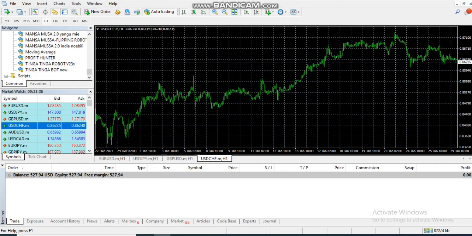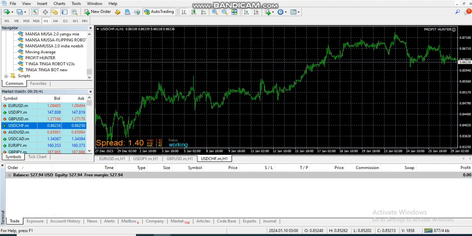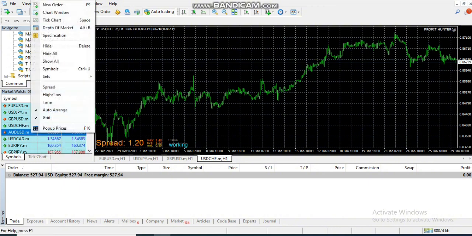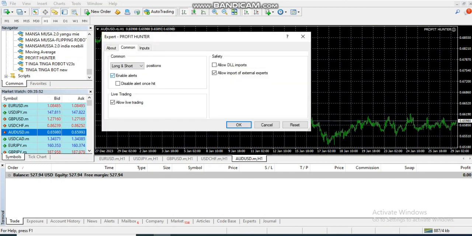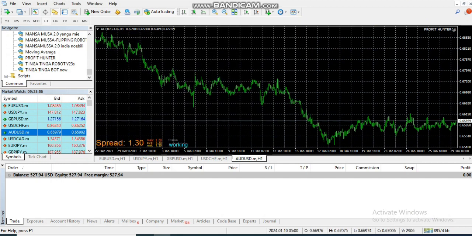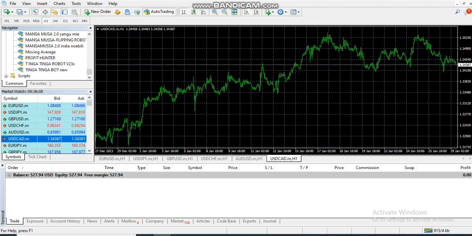We put the Profit Hunter robot on. We also put this in the chart again, and we put Profit Hunter. Okay, put the Profit Hunter again. It says yes. So you check about this, and then go to the chart and put the Profit Hunter the same way.